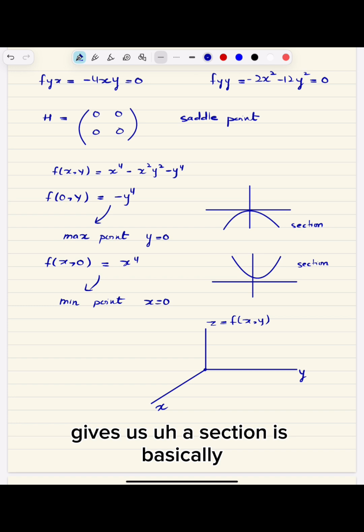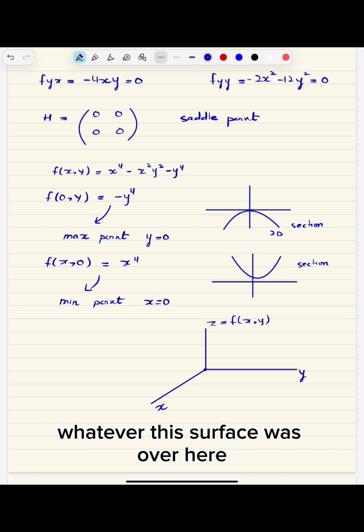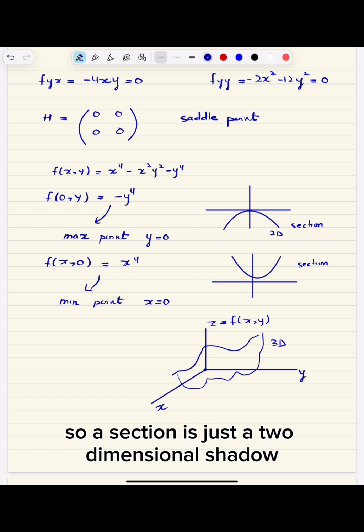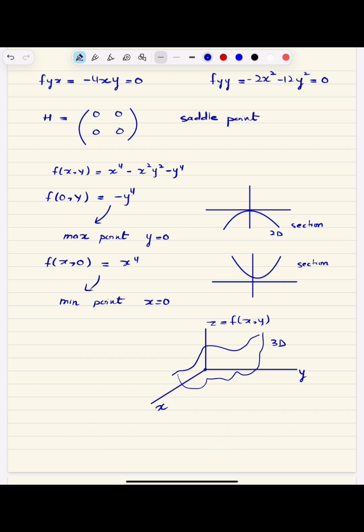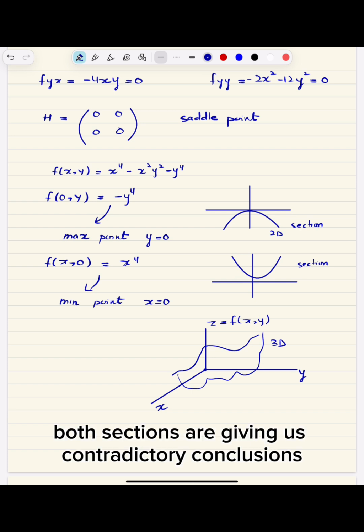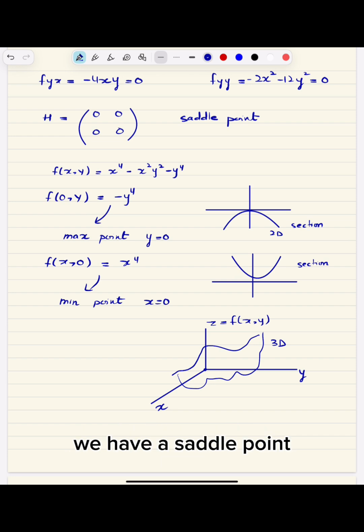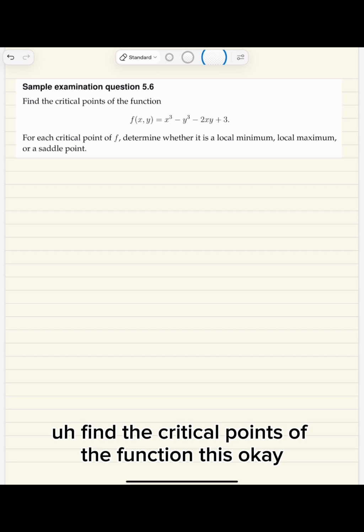A section is basically a two-dimensional representation of whatever this three-dimensional surface was. So a section is just a two-dimensional shadow or representation of this three-dimensional space. Both sections are giving us contradictory conclusions. Therefore, we don't have either a maximum or a minimum. We have a saddle point. Okay, next question. Find the critical points of this function.